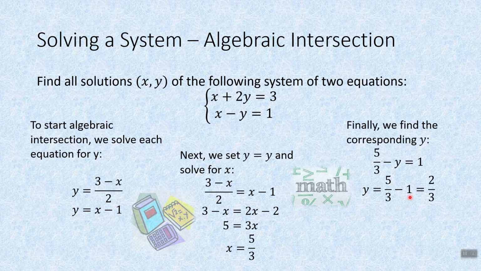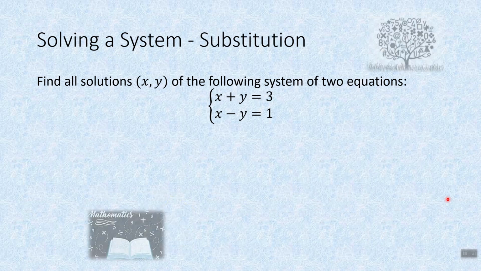So 5/3 minus 1, remember 1 needs to be written in a fraction form as 3/3. 5 minus 3 is 2, and we keep our denominator thirds. So our y value is 2/3, and our solution for this system is 5/3, 2/3. A little bit of algebraic work, but you get to see the details. You get to see what you're actually working on.